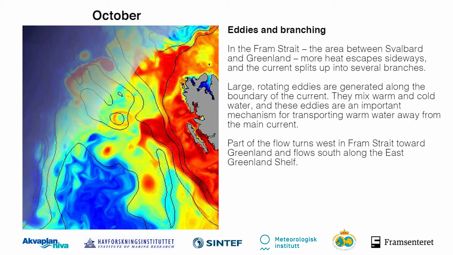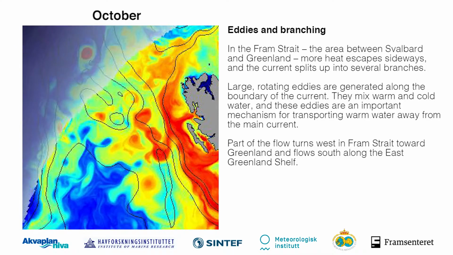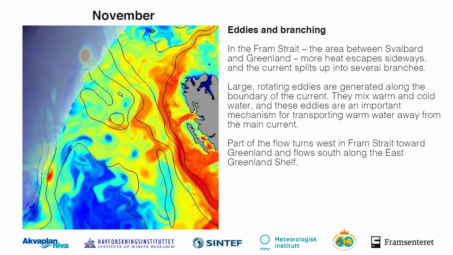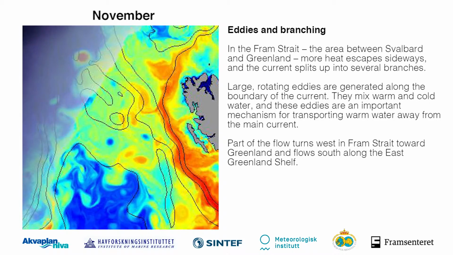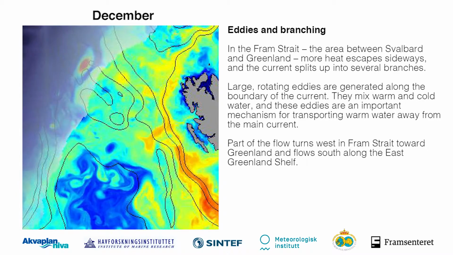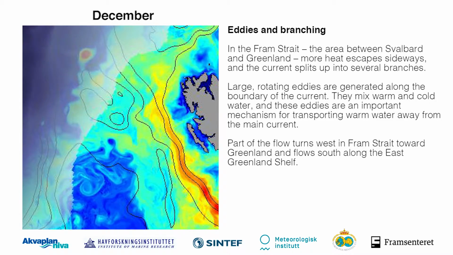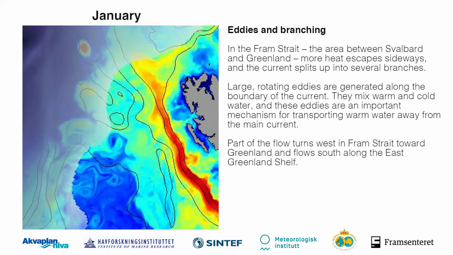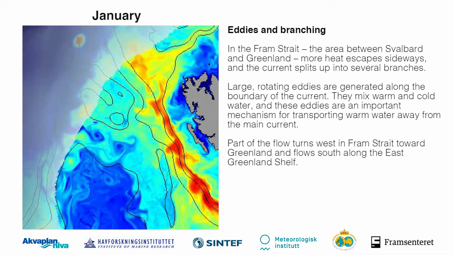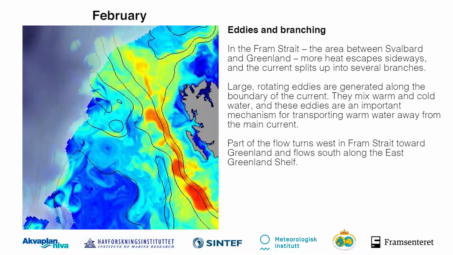In the Fram Strait, the area between Svalbard and Greenland, more heat escapes sideways, and the current splits up into several branches. Large rotating eddies are generated along the boundary of the current. They mix warm and cold water, and these eddies are an important mechanism for transporting warm water away from the main current. Part of the flow turns west in Fram Strait towards Greenland and flows south along the East Greenland shelf.